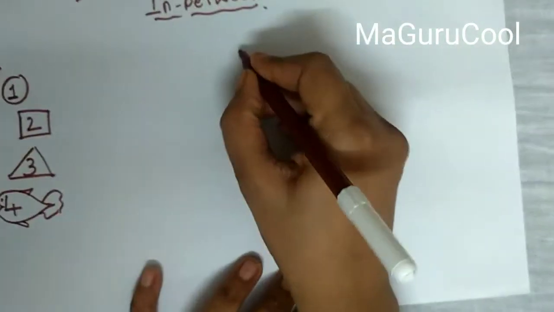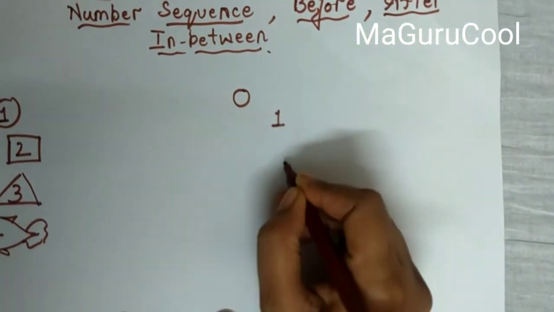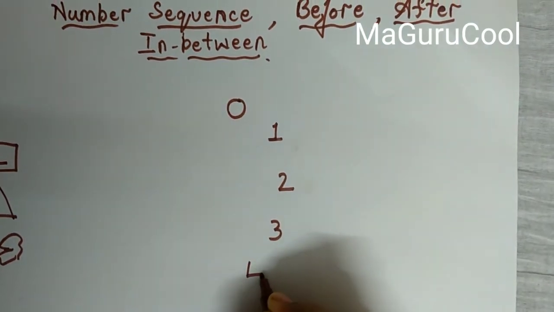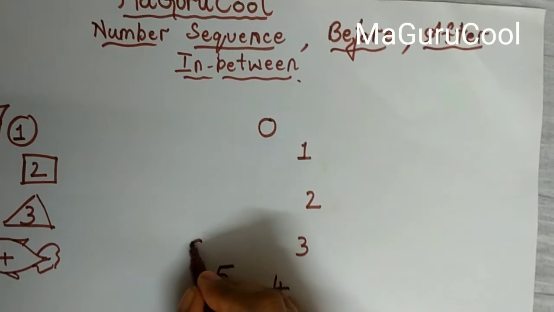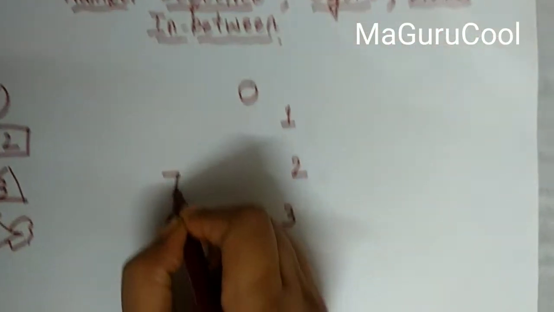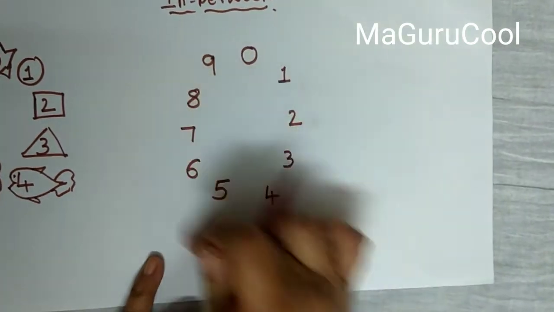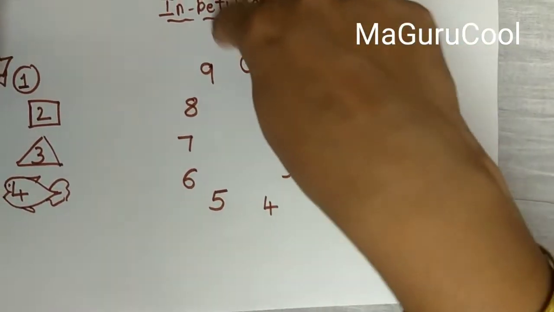So I will draw one without any shape. I'll start with 0, 1, 2, 3, 4. We'll go only till 9. Again, you might ask, what if I have to teach 10? Go to the second outer circle and then write 10, 11, 12. Okay, so, are we ready?